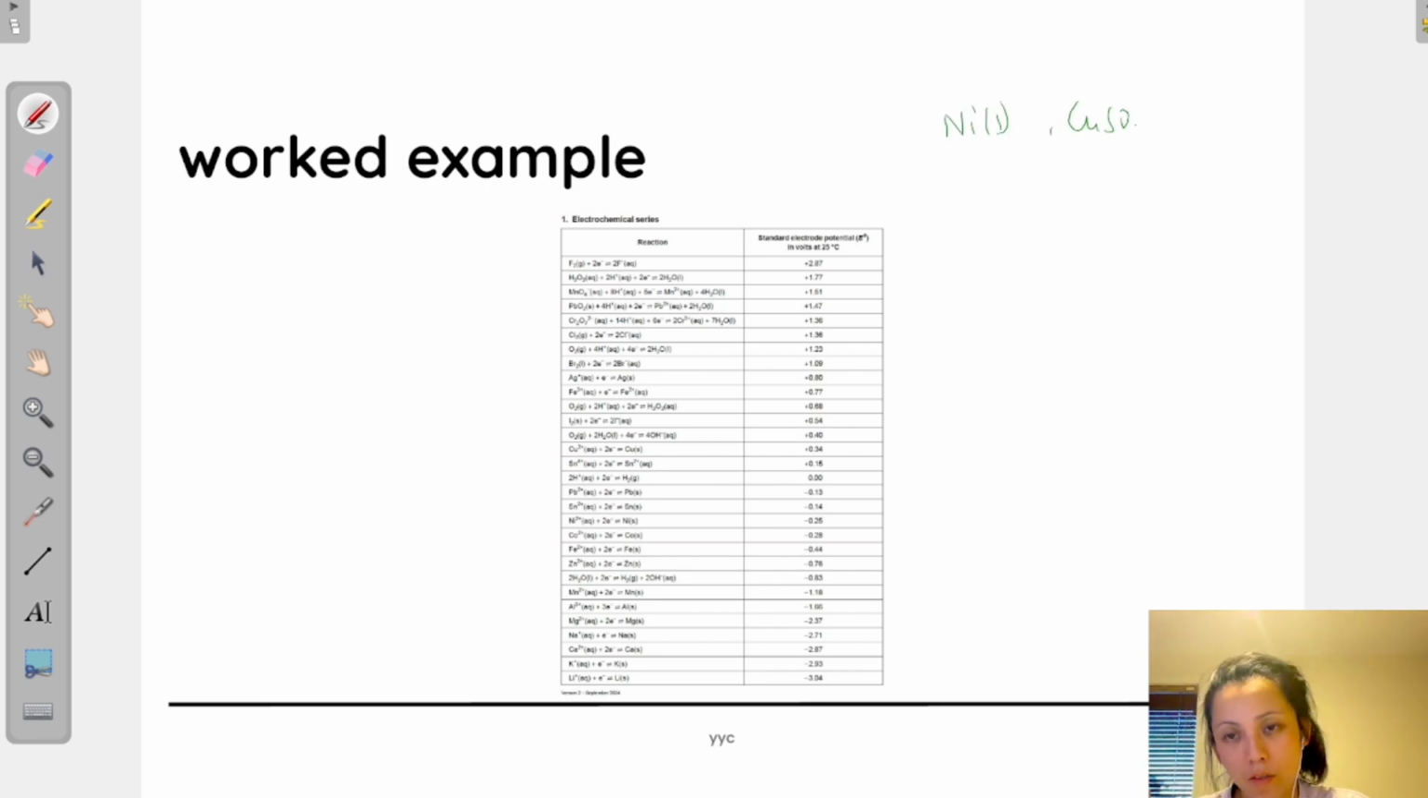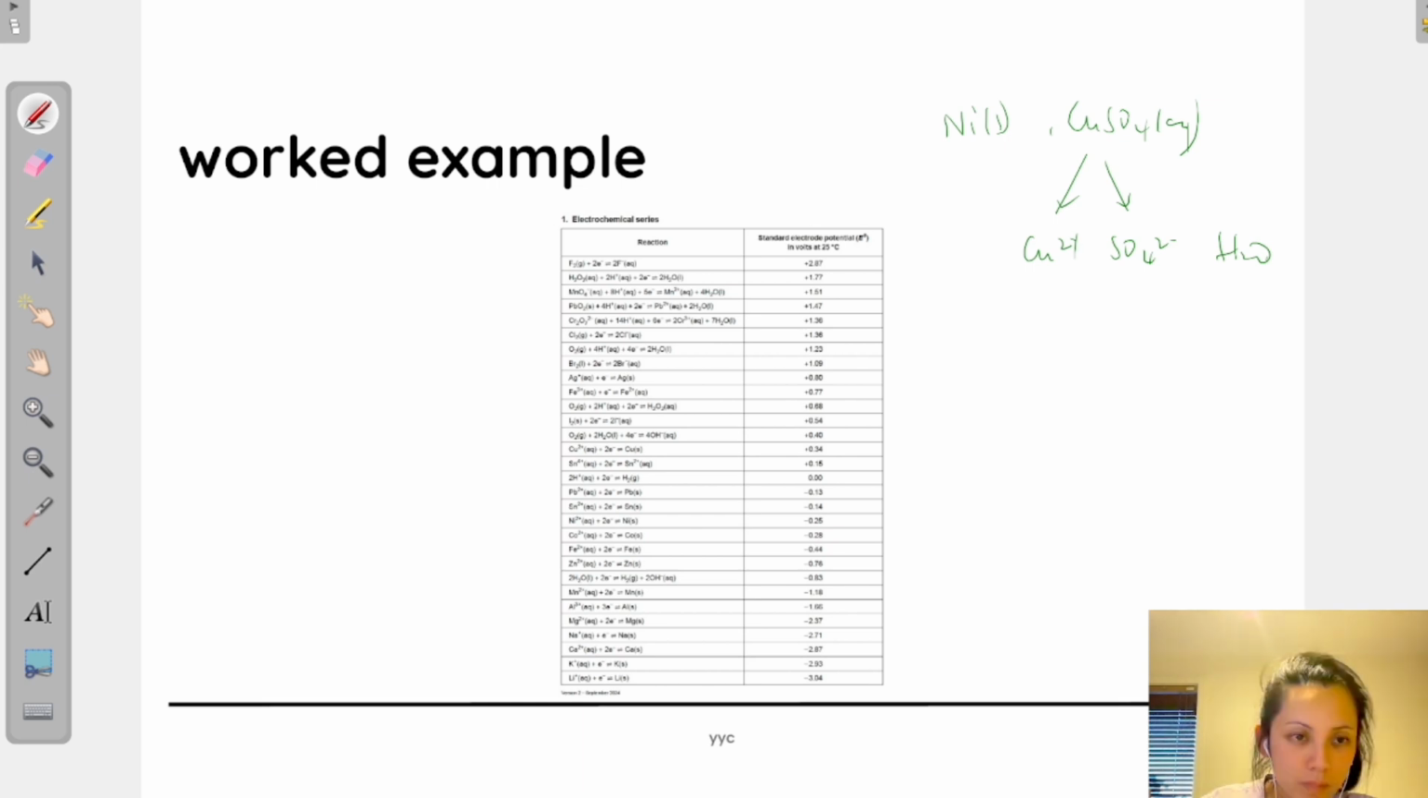Now, for a copper sulfate solution, you know that it's actually separated into its ions of copper 2 plus, as well as sulfate ions. And to make it aqueous solution, you also have to have water. All I want you to do now is to go to your electrochemical series and circle everything. Every time you see nickel, every time you see copper, sulfate, water. I'm going to give you a head start.